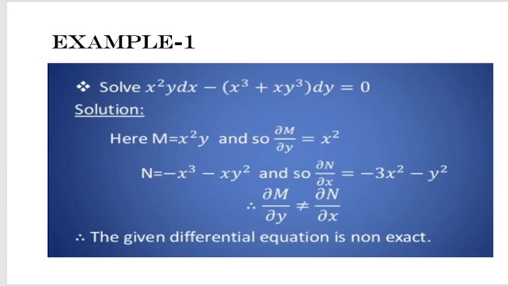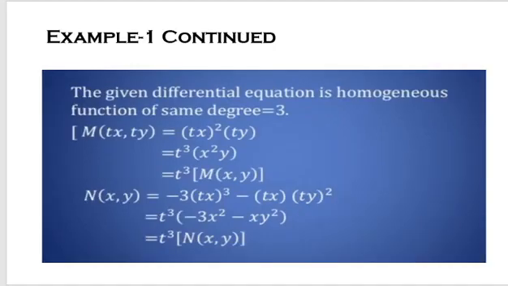Therefore, ∂M/∂y is not equal to ∂N/∂x. The values after M is partially differentiated with respect to y and N is partially differentiated with respect to x will give you two different values. Therefore, ∂M/∂y is not equal to ∂N/∂x, which shows that the given differential equation is non-exact.